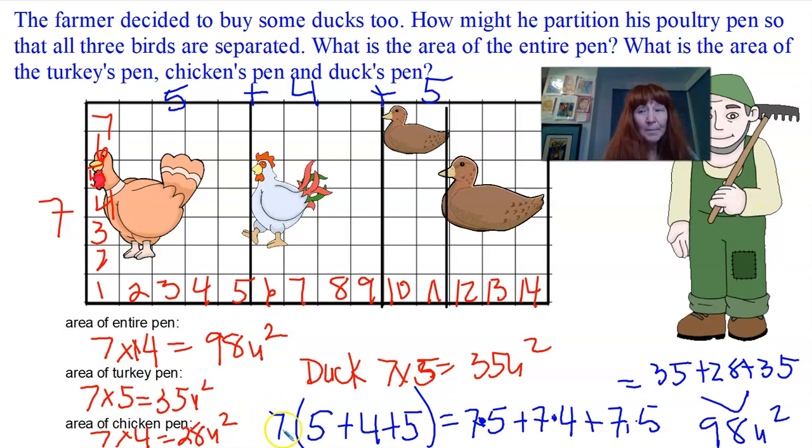And remember, a number next to parentheses means multiplication, which makes me think of area, right? Every time I'm multiplying two numbers together, I'm thinking it could be the area of a pen or something like that. So that's why I'm using Farmer Fred as my example.